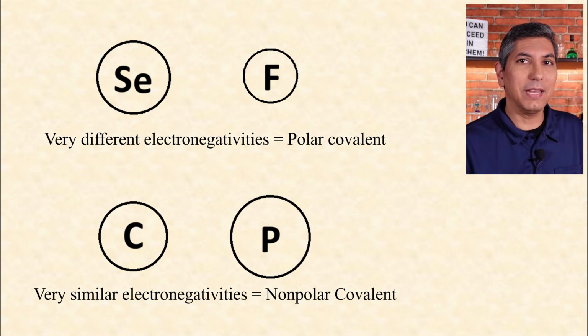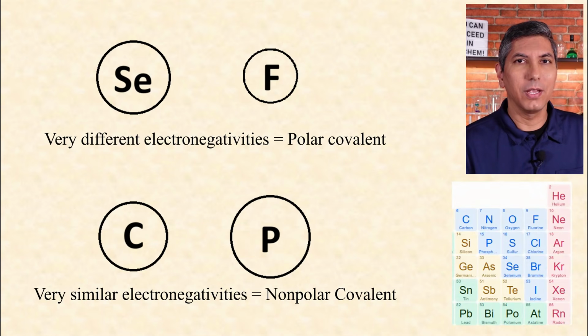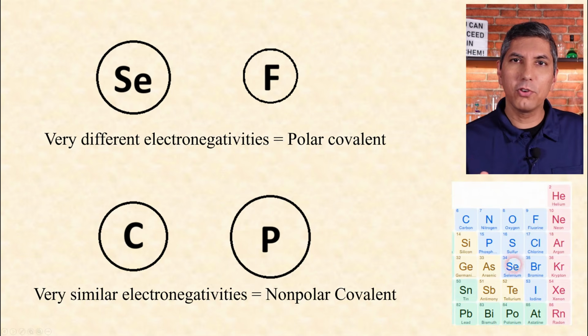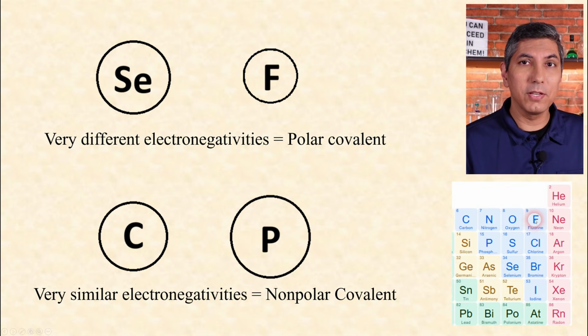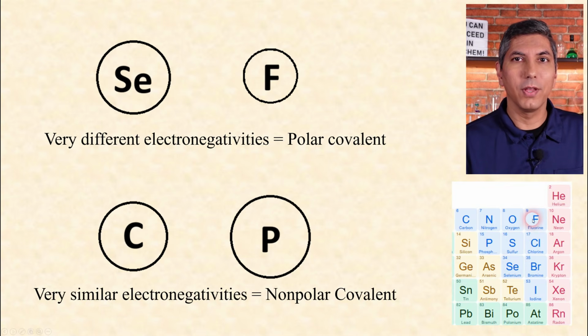How can we tell if 2 atoms will have polar or nonpolar bonds between them? Since we're not given an electronegativity chart on the AP exam, we have to estimate using the periodic table. Notice that selenium and fluorine are relatively far apart from each other on the periodic table. That tells us their electronegativities will be quite different from each other. On the other hand, carbon and phosphorus are neighbors on the periodic table, so their electronegativities are very close to each other.